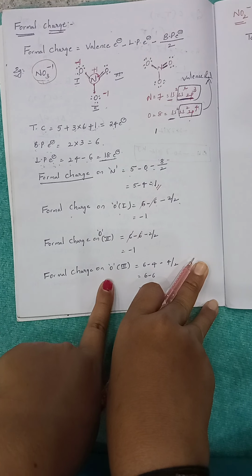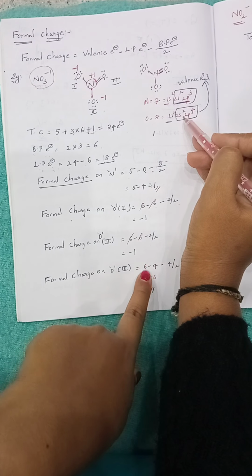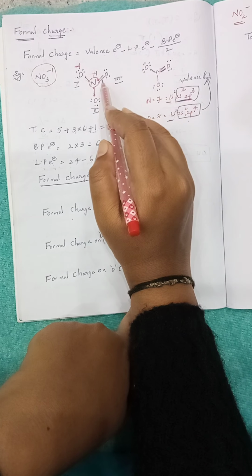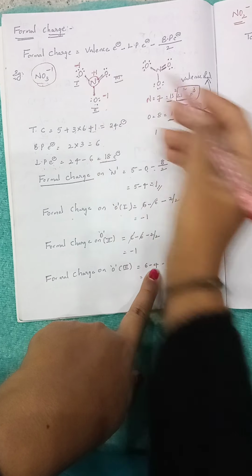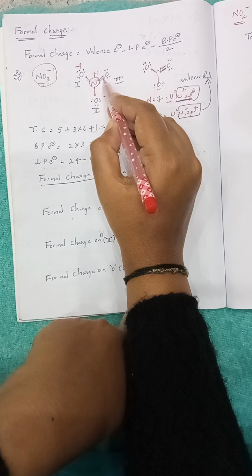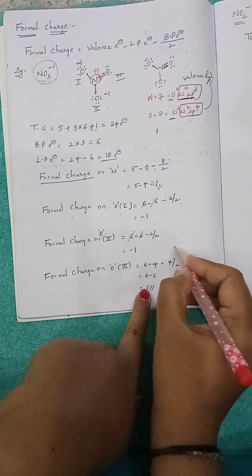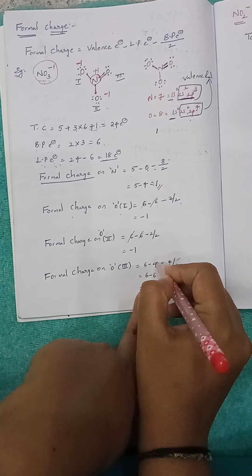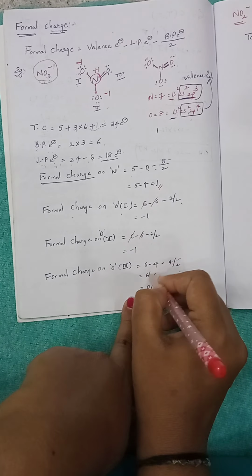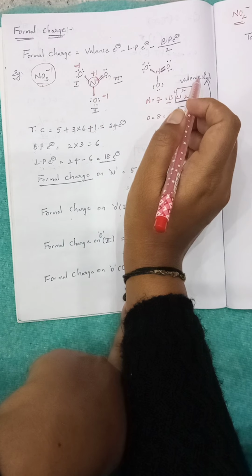Next, formal charge on the third oxygen. First, valence electrons, that doesn't change, is 6. I have written 6 minus lone pair electrons. How many lone pairs are there? 1, 2, 3, 4 electrons, minus 4, minus bond pair electrons. Here 2 bonds are there, and these 2 bonds contain 4 electrons, 4 by 2, which is minus 2. Minus 2 minus 4 is minus 6. Plus 6 minus 6 cancels, and the final value is 0.